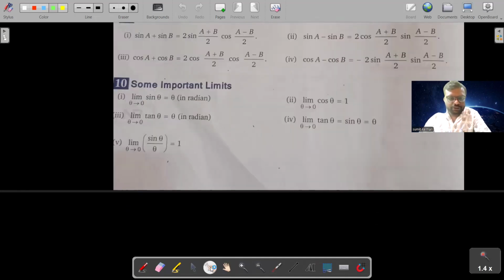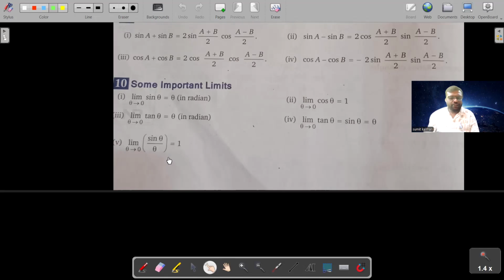Limit theta tends to 0, sine theta is equal to theta in radian. Similarly, limit theta tends to 0, cos theta is equal to 1. Limit theta tends to 0 means theta is very small, nearly equal to 0, and if it is so, cos theta is equal to 1. Limit theta tends to 0, tan theta is equal to sine theta, which is equal to theta in radian. And limit theta tends to 0, sine theta upon theta is equal to 1.